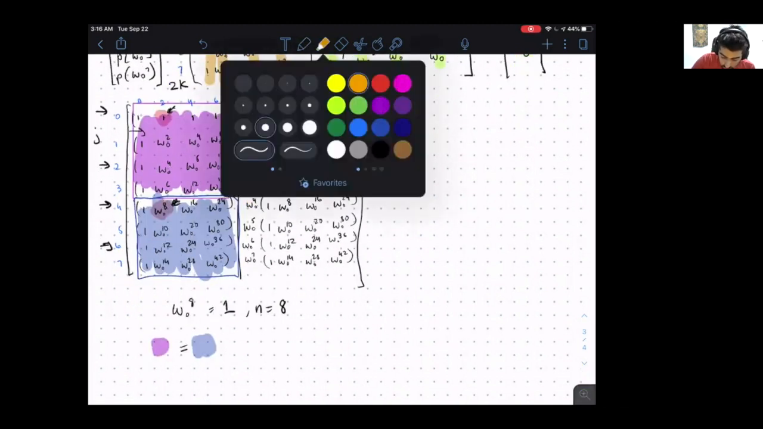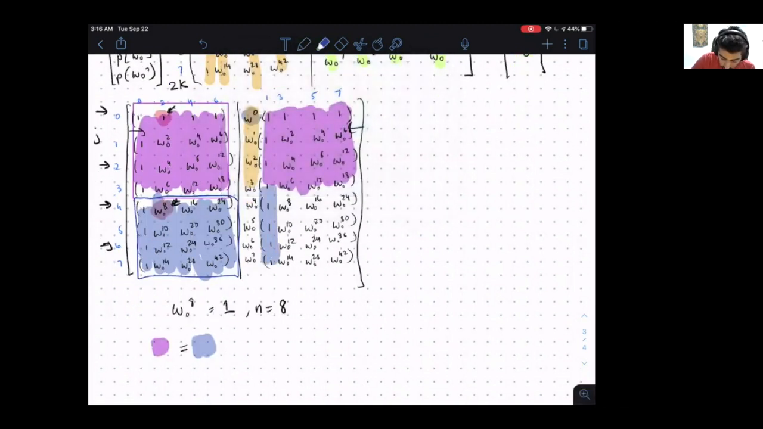Similarly, this block is equal to this block, and this block are the same, and we just have this vector of constants that we're pairwise multiplying with each element of the block.